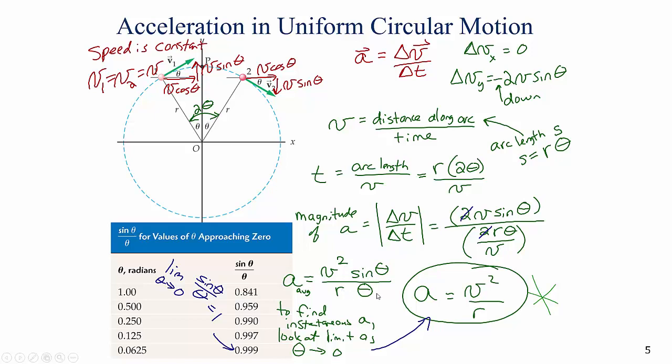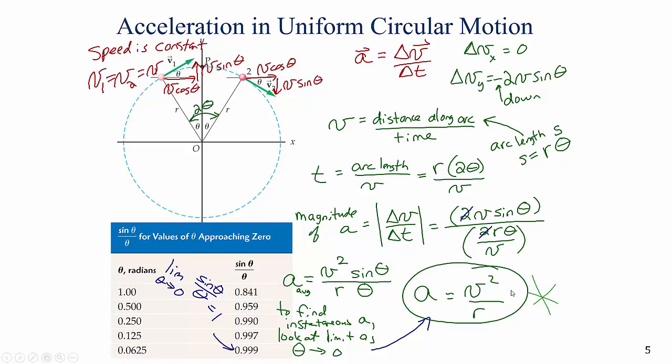And so if we look at what happens to sine theta over theta as theta approaches 0, this shows us in a table. In calculus, you learn about limits. But looking at this, if we have theta in radians, the smaller I make theta, that ratio of sine theta over theta gets closer and closer and closer to 1. The limit of sine theta over theta as theta approaches 0 is 1. And so the instantaneous acceleration is the speed squared divided by the radius.